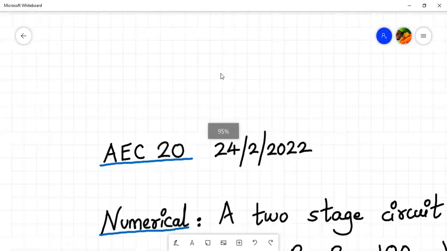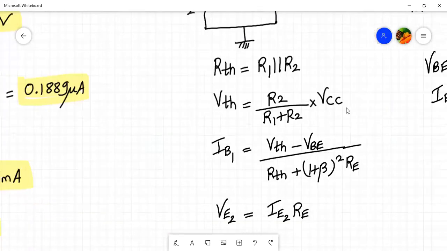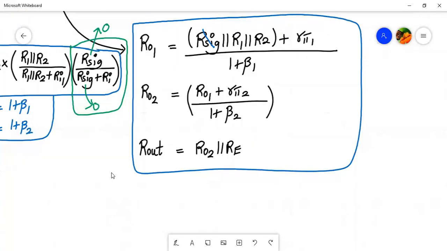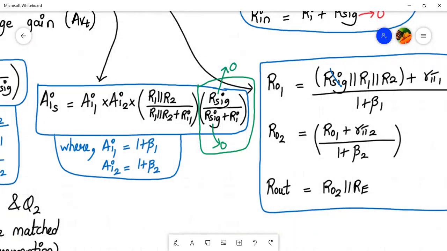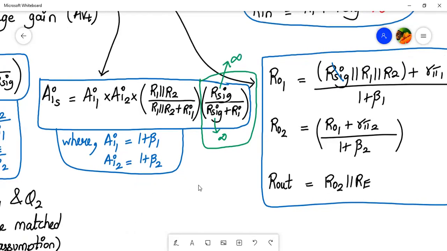For the current numerical, let us go here. We have done the revisiting over here. While substituting the value of R6, this R6 is not 0, it is infinite. This value is infinite, here also it's infinite. That's why this term will not have any effect at all. This is very high value, this is infinite and this is also infinite. So infinite divided by that value will be gone. This term will not be affecting at all.